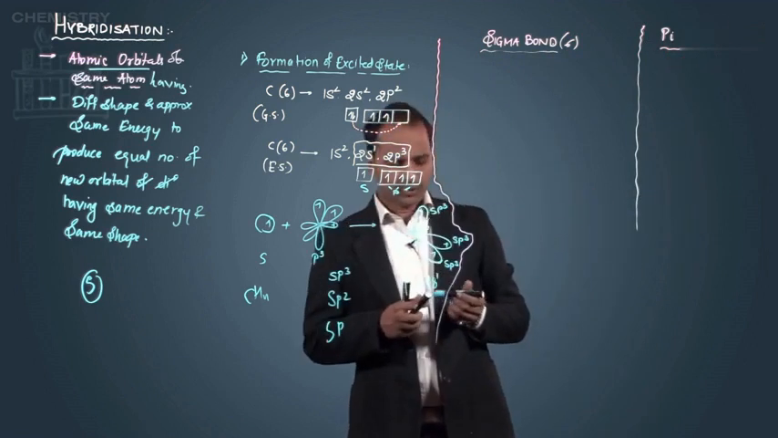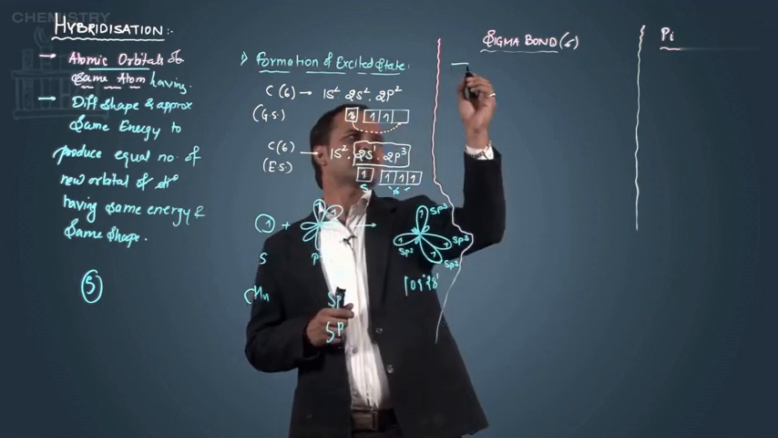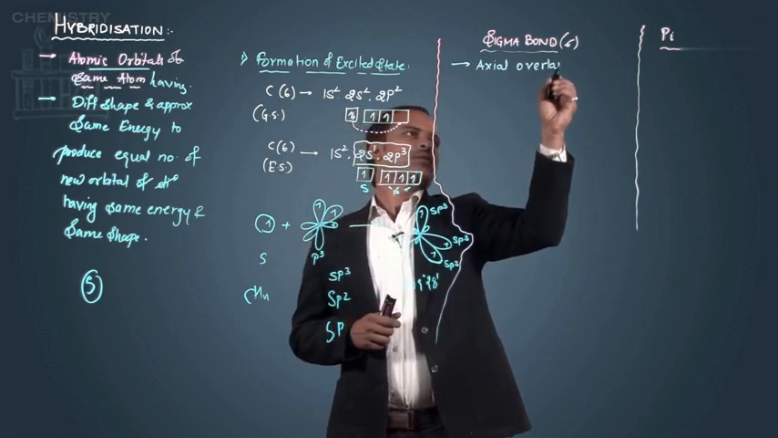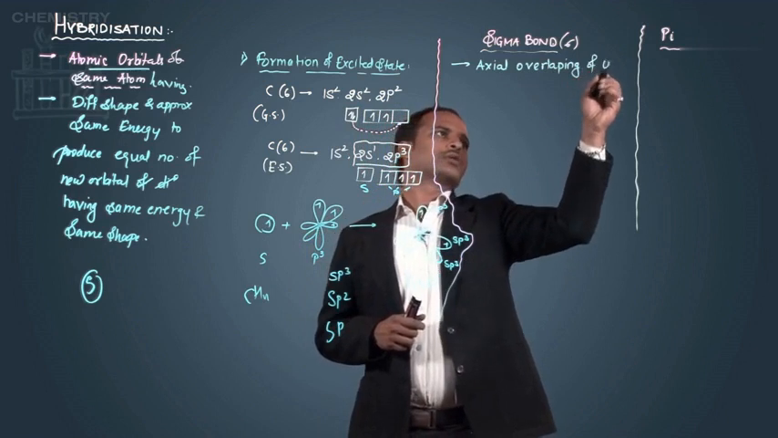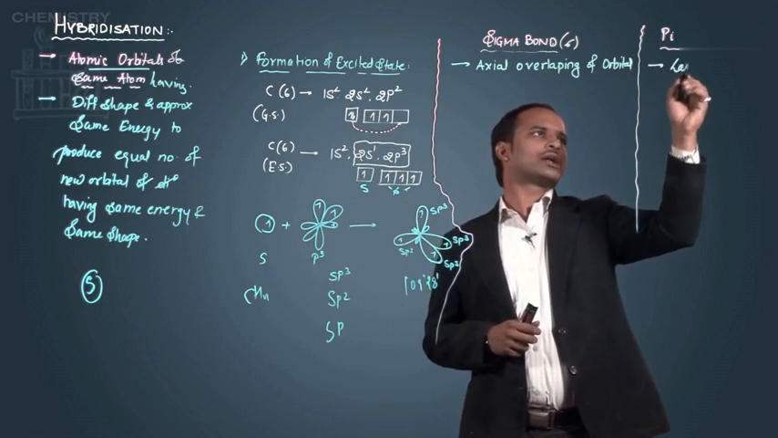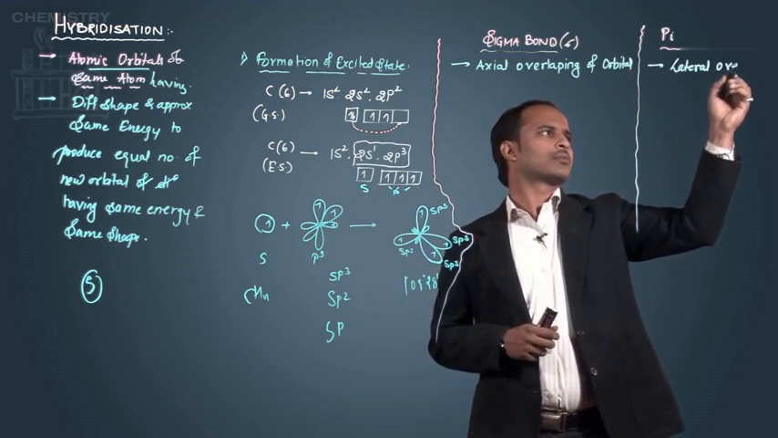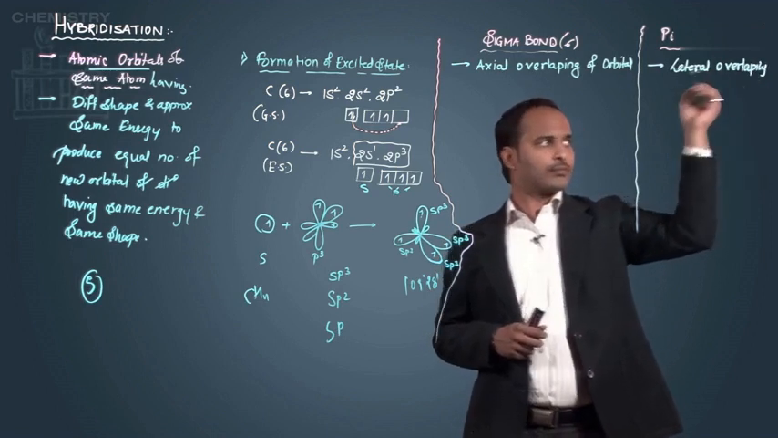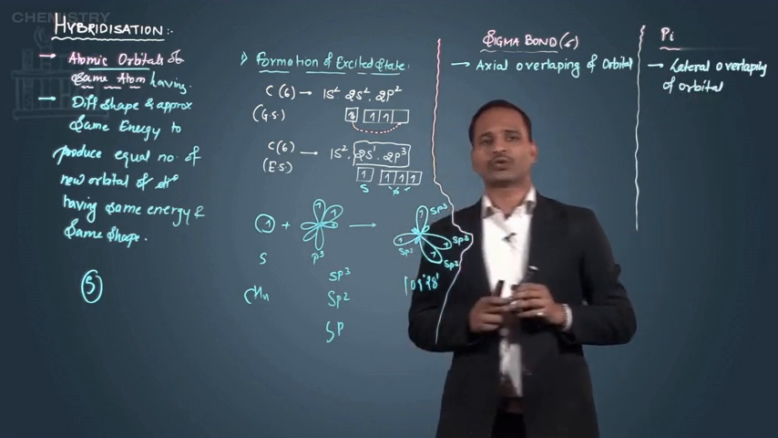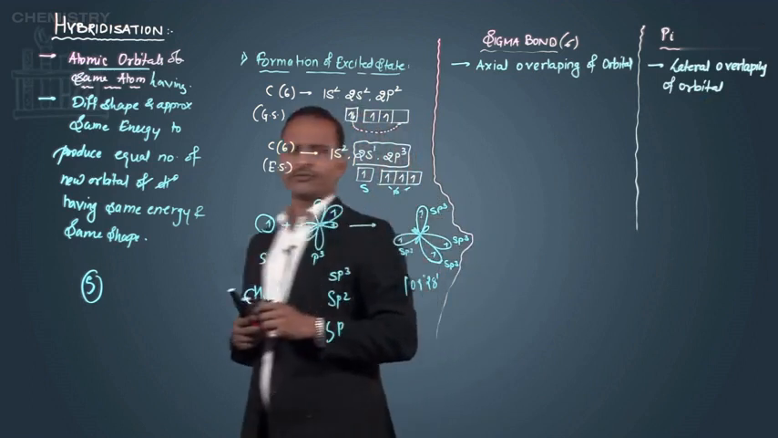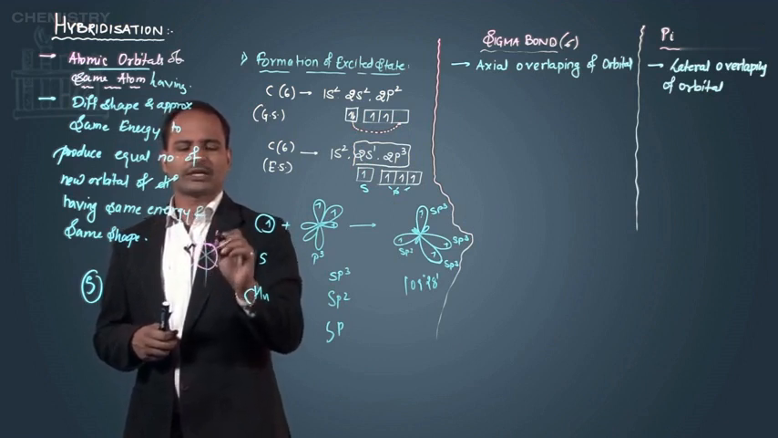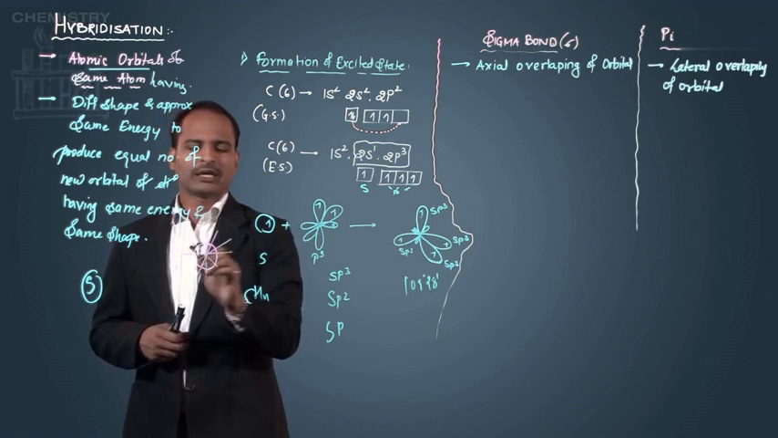Now, what is a sigma bond and a pi bond? Simply, sigma bonds are the bonds which are formed due to the axial overlapping of the orbitals, while the pi bond is formed due to the lateral overlapping. Now see, every orbital has an axis. The s orbital being spherical in shape, you draw a line in any direction, all are going to be an axis only, right?